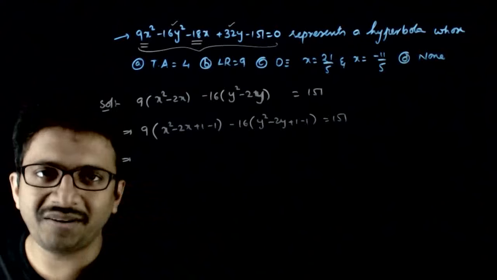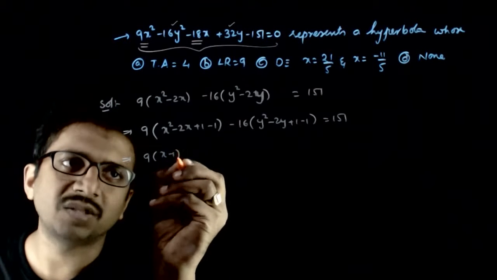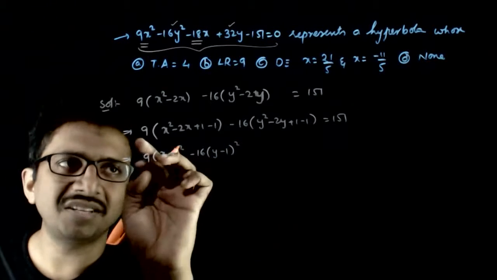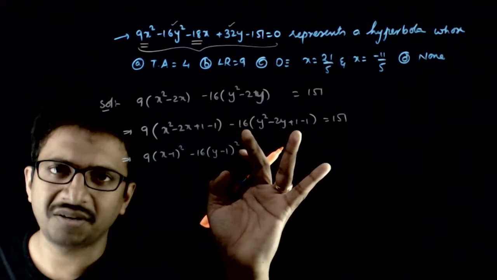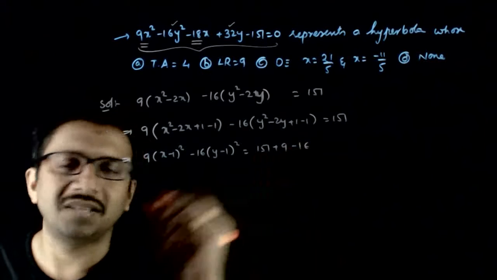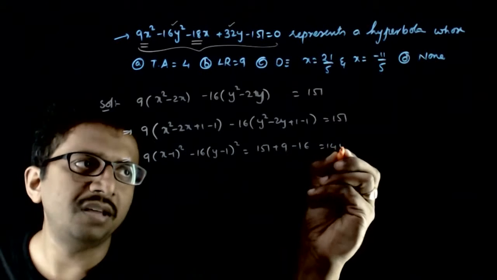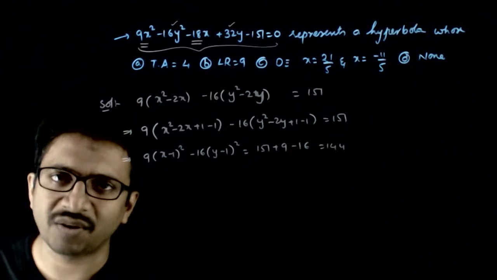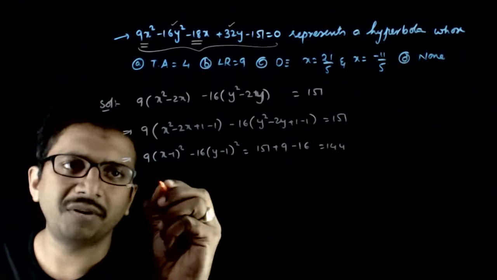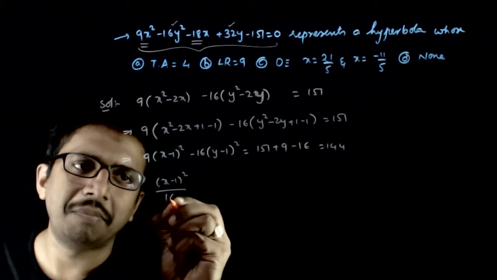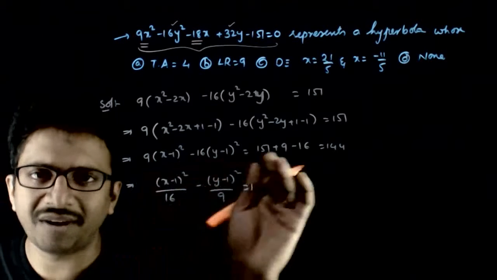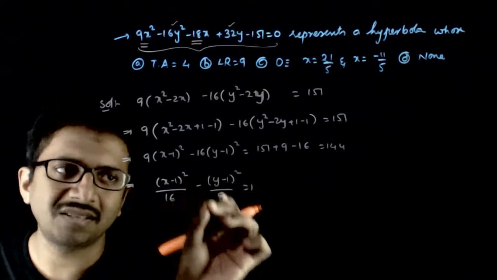Now if I separate this, I get 9 times (x minus 1) whole square minus 16 times (y minus 1) whole square. So what are the extra things? You get a minus 9 here, you get a plus 16 here. If they go to that side, you get 151 plus 9 minus 16, that is equal to 144. 160 minus 16 is 144. So if I bring this 144 into the denominator, you get (x minus 1) whole square by 16 minus (y minus 1) whole square by 9 is equal to 1. If you divide with 144, 9 times 16 is 144, 16 times 9 is 144.